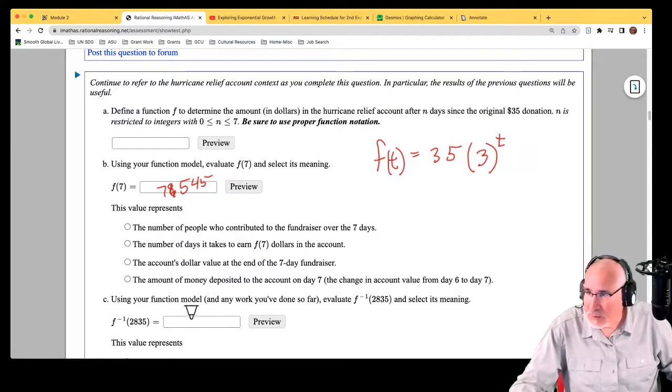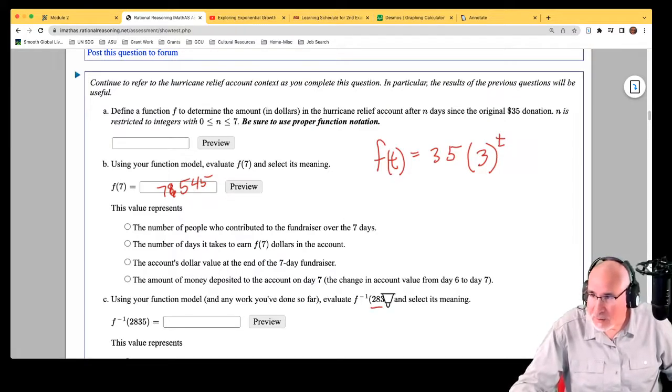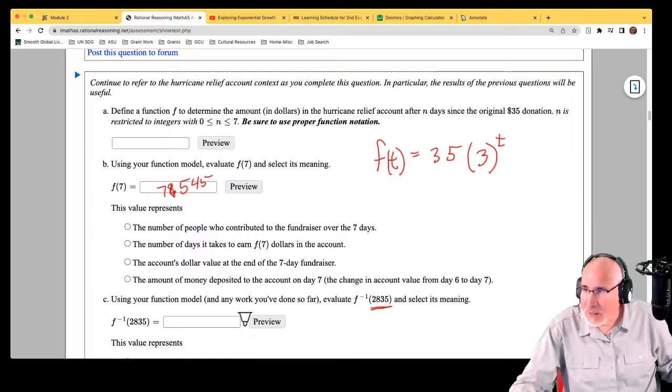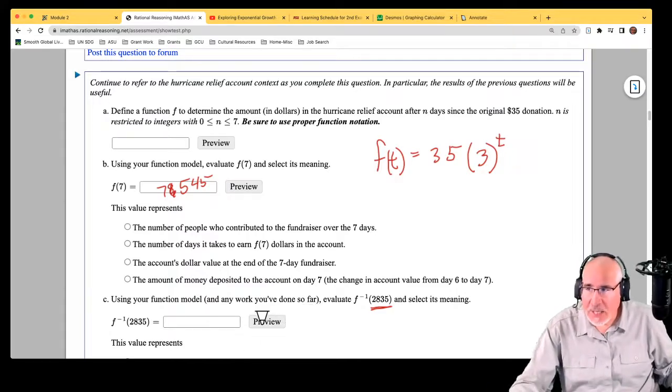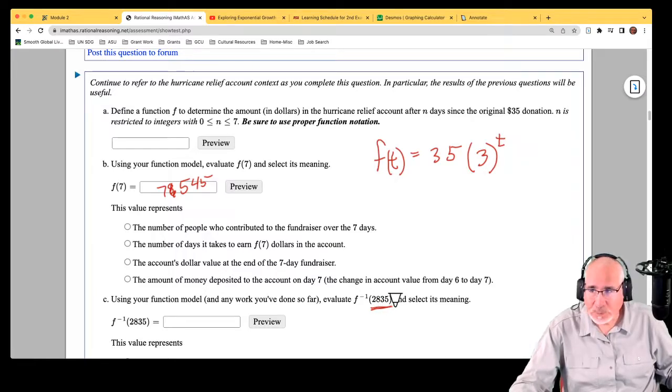Now, I was thinking maybe because they do this inverse thing, they want to know how many days, right? Use it to find out this inverse, which is the question really it's asking: how many days does it take to raise to $2,835? Well, we already know it's less than 7.